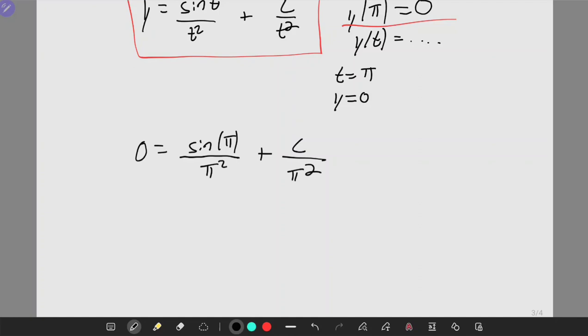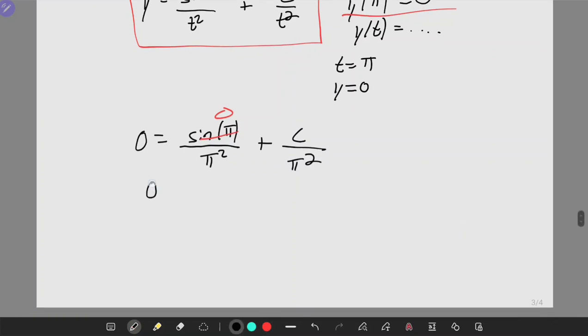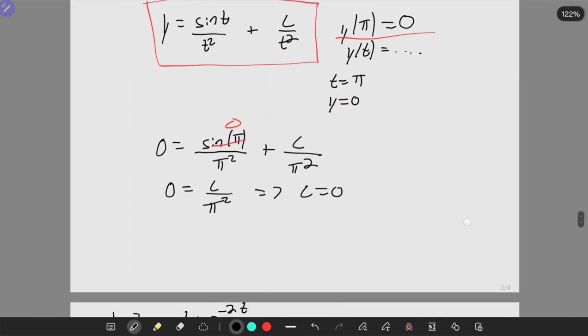Now, sine of pi is 0, so we're left with 0 is equal to c over pi squared. This tells us that c is equal to 0. So now the solution to the IVP is sine of t over t squared plus 0.